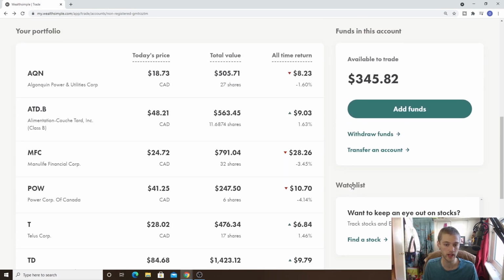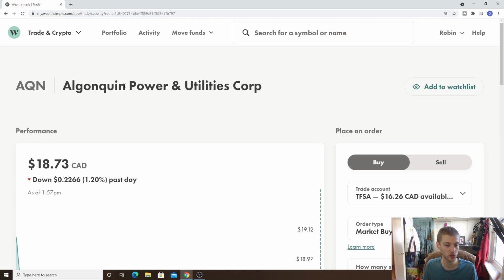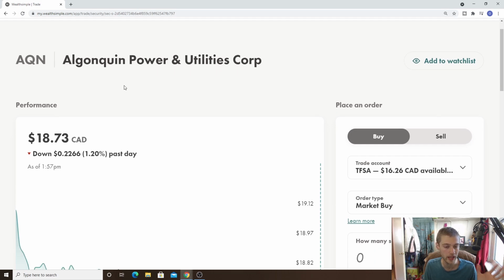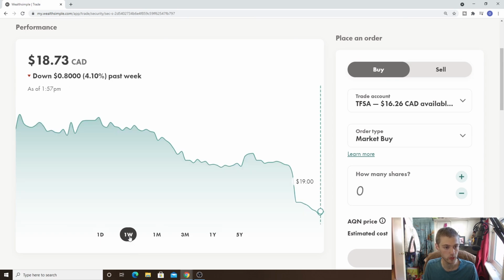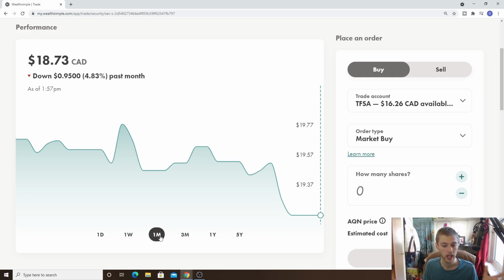And the other stocks I'm going to be buying, I'm probably going to take a peek at AQN. AQN is one I haven't bought for quite a while, and it's dipped a little bit over the past day or so. Algonquin Power and Utilities is a good growth-based utility company coming out of Canada. If we go over the past week, we can see that it's down 4%, and over the past month, it's down 5%. So it's taken a bit of a dip.